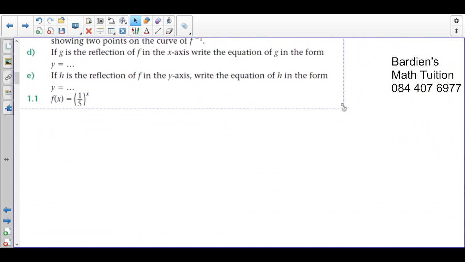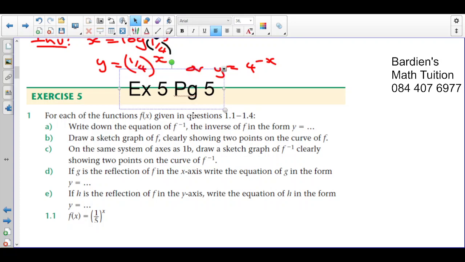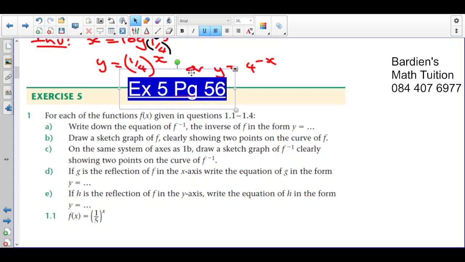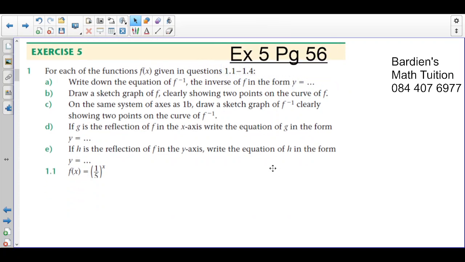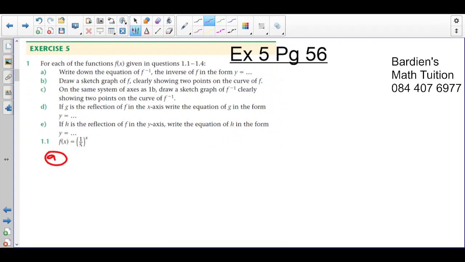Which page is this exercise on? Okay, it says here: for each of the following functions f of x given in questions 1.1 to 1.4, write down the equation of the inverse of f in the form y equals. So let's go with A quickly. So they want the equation of the inverse function. What do I do for the inverse function? Interchange x and y. So x equals 1 over 5 to the y.